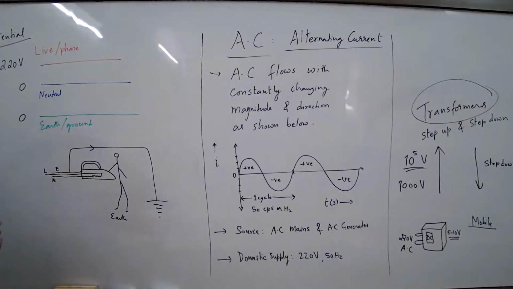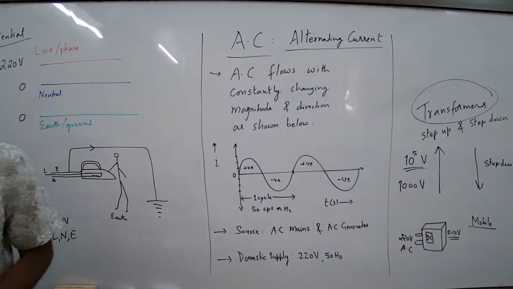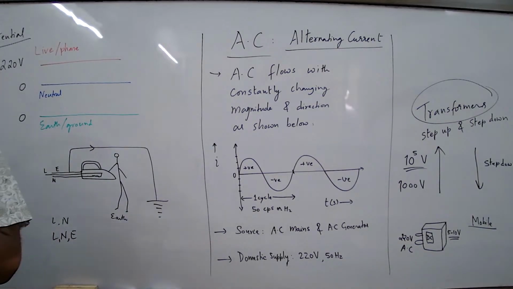So what I'm trying to say is every device will have live and neutral connection, and some high power devices will also have live, neutral and earth. So some devices will require 2 connections and some will require 3. Is that clear? Which device will require 3 connections? The devices which require earthing also. Okay. So now let us understand it with the help of the wiring diagram.